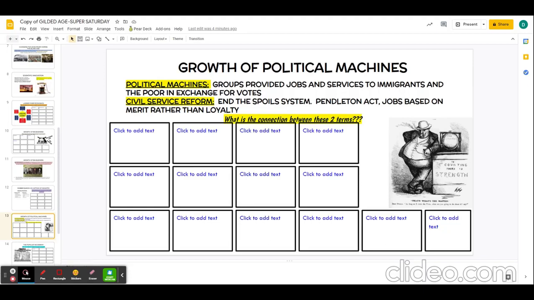It said that jobs had to be given based on merit rather than loyalty. You would have to take a civil service exam to prove you were qualified for a job. So now Boss Tweed can't give a job to his best friend Joe just because he's been a loyal party worker. Instead, it has to go to someone who is qualified for that position.